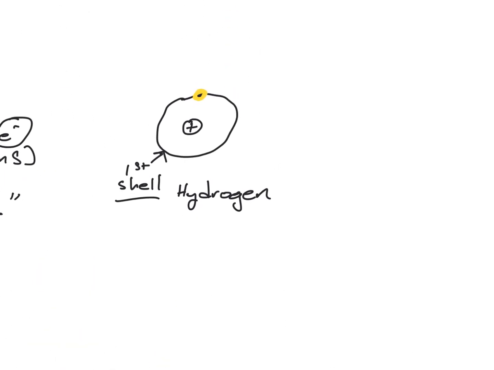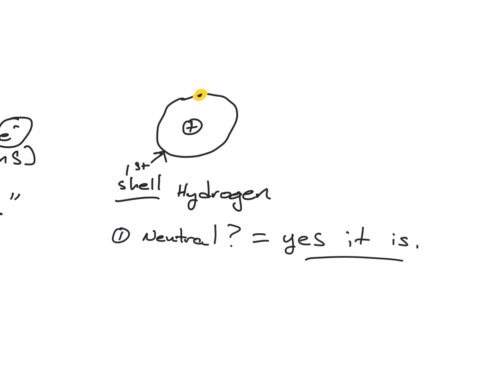Is it neutral? There's 2 rules. Rule 1: is it neutral? And the answer is yes, it is. How do I know? I have 1 positive charge and 1 negative charge. 1 minus 1 is 0. Do we get that?